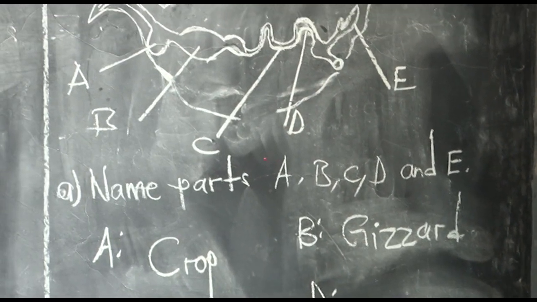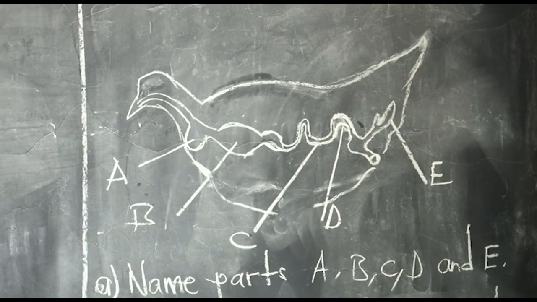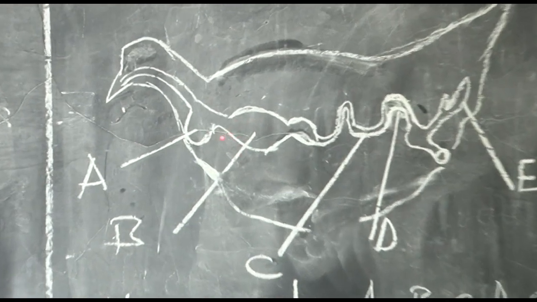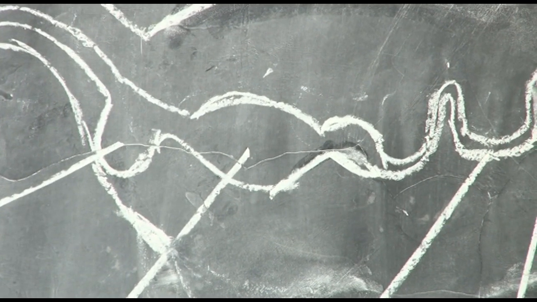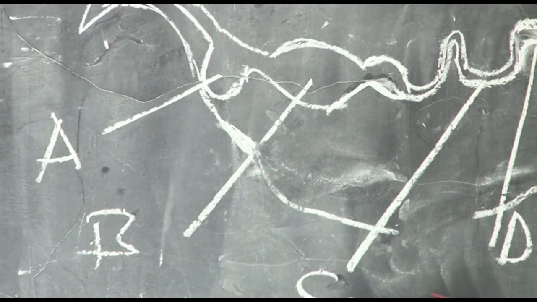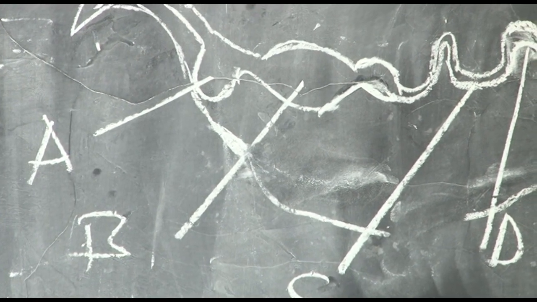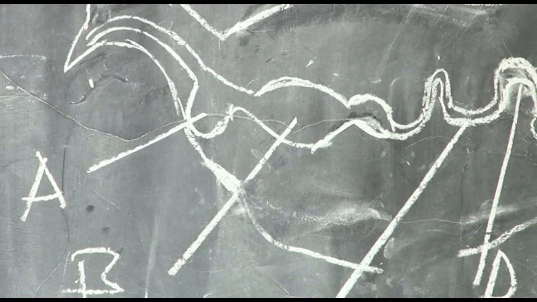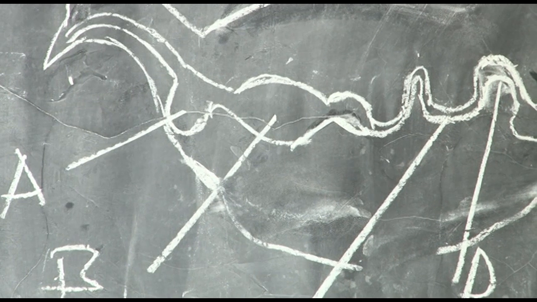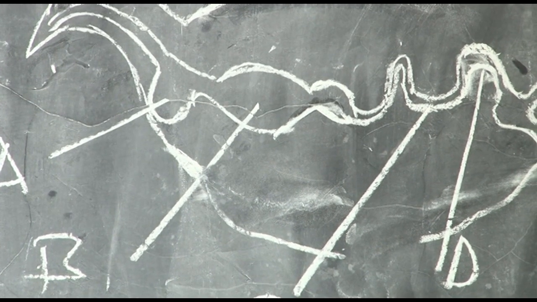When you look at the function of the gizzard, or before the function, look at the features of the gizzard. This part here contains small stones called grit. These stones will help in digestion of food, which has been taken by this bird here. They can ask you, what's the function of the gizzard? You can say, it helps in digestion of food.